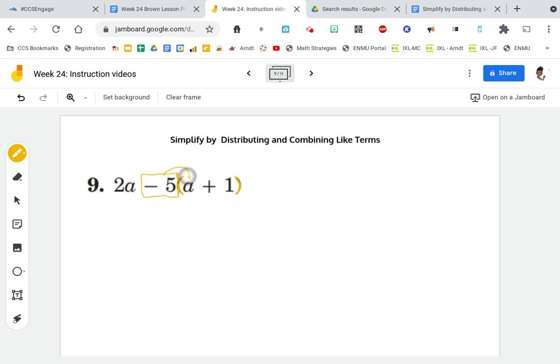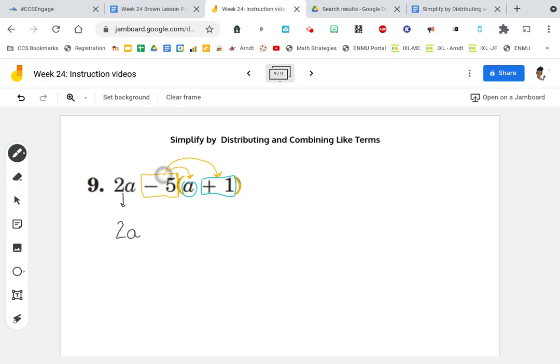Okay, and I'm going to have to give that negative 5 out to the A. Let me grab another color so it'll be clear. I'm giving it out to the A, and I'm also giving that negative 5 out to that positive 1. So let's see what this looks like. Well, notice there's a 2A that I'm not doing anything with, so I'm just bringing that 2A straight down.